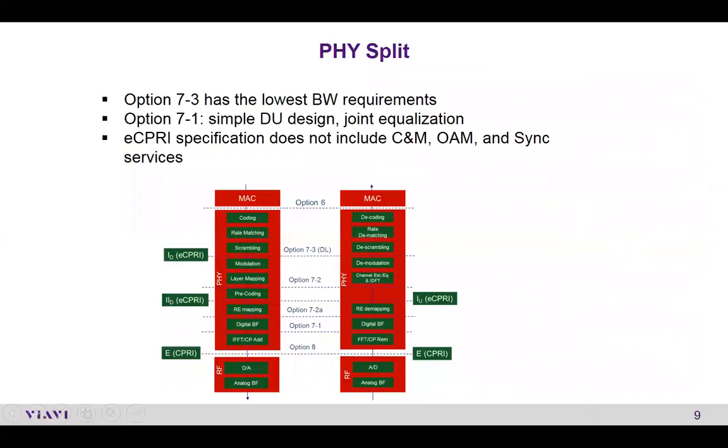So if we can even cut at 7-1, if we can have a split here, we are already saving lots of bandwidth. However, we can even save more. We can go to option 7.2 and put the digital beamforming in the radio, or we can go to option 7.2 or 7.3. The higher we go, again, we have the issue that the less coordination we will have between the sites. Therefore, there are pros and cons for each of these options, and there are still discussions going on about which ones different vendors or operators would like to pick.